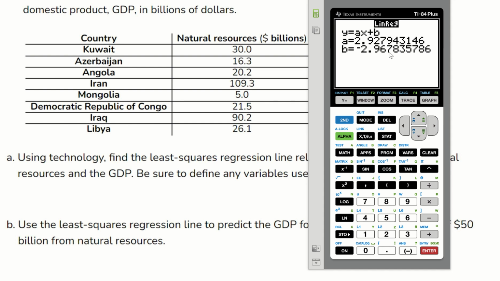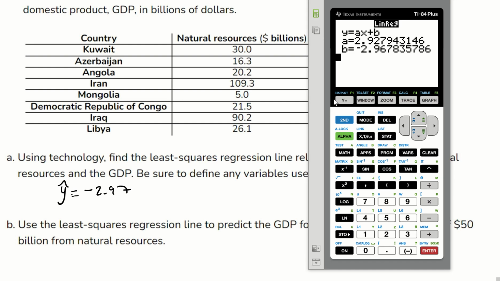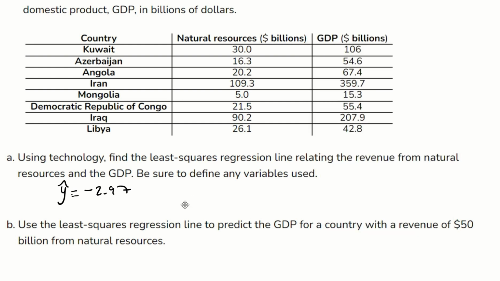Remember, be very careful. The A and the B are switched here. So it's going to be y hat equals A, this is going to be my A in the equation, plus the B, X, okay? So the A is going to be negative 2.96 when we write this out, or negative 2.97. We're going to round it. Okay, so we got y hat equals negative 2.97 plus 2.93 x.